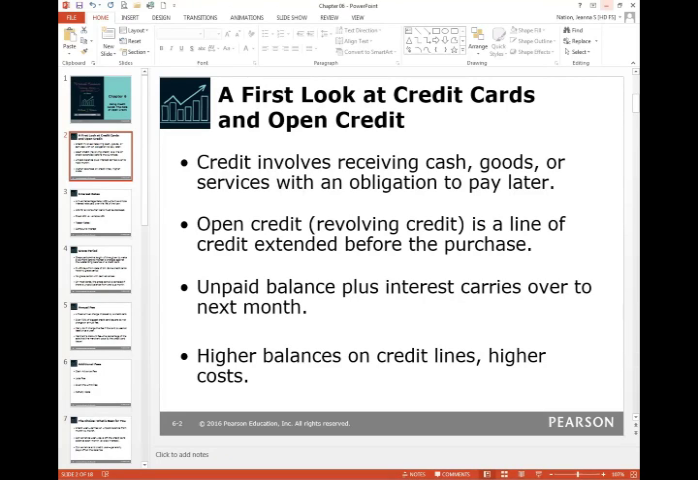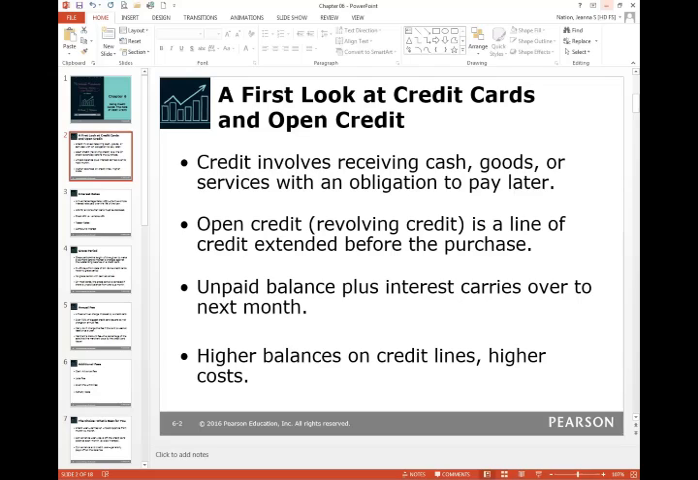Anytime you're looking at credit cards or credit in general, it's about receiving cash, goods, or services and promising to pay for it later. So you're not paying for it now, you're postponing it to sometime in the future. Open credit is also known as revolving credit, which means that there's a certain dollar amount that you can tap into and pay back over an extended period of time. Closed credit is basically one-time credit, like a car loan.